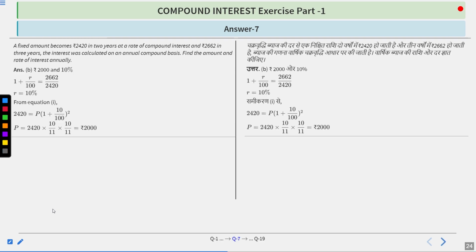Therefore P is going to be equal to 2420 into 10 upon 11 into 10 upon 11, that is rupees 2000. That means our answer is option B. Principal is rupees 2000 and rate of interest is 10%. So option B is the correct answer.